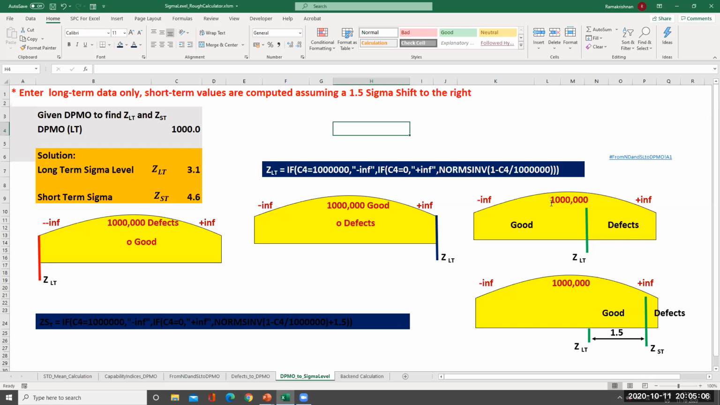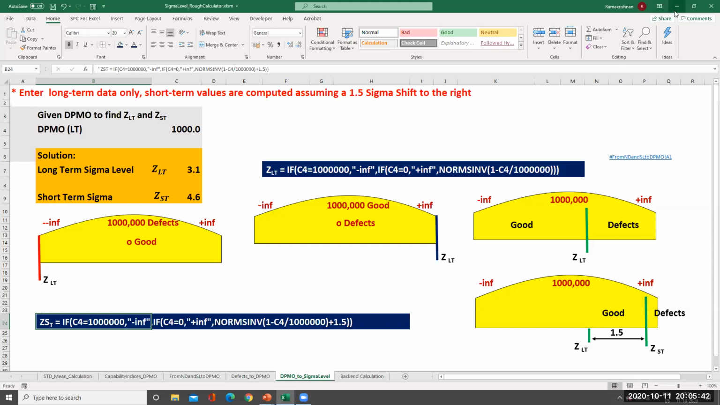Once I know the left-hand side area, I can find out the Z value, right? Either I can give the Z value and find out the left-hand side area using the cumulative distribution function, or I have this left-hand side area and find out the Z value using the inverse function. And similarly for ZST, the same formula I'm using, except that I'm adding 1.5 here. Please note the formula is the same with respect to C4, and then 1 minus C4 by 1 million. Here I have added plus 1.5 after this. Therefore, you can add this value.